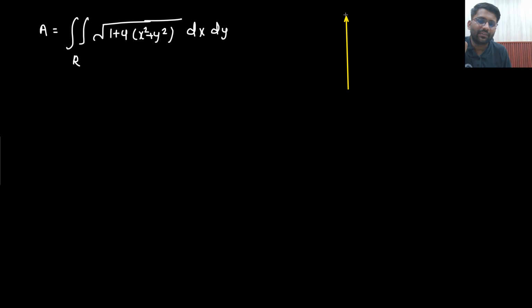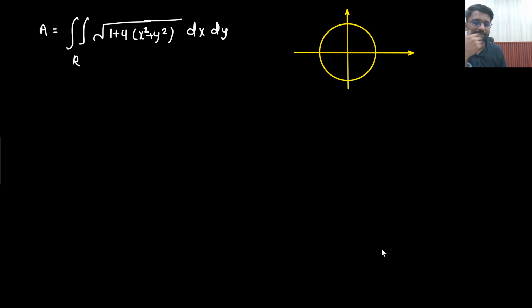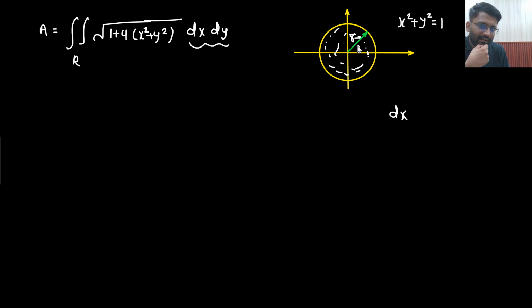And what is our region R? This is our region R, the circle x square plus y square equals 1. Can you replace dx dy? Absolutely, sir. So what we used to do: first we assume an R here with the angle theta in the anti-clockwise direction. So we used to write x equals R cos theta, y equals R sin theta, right?